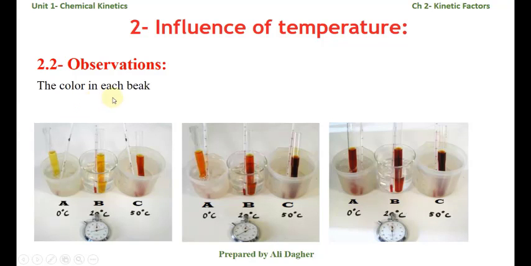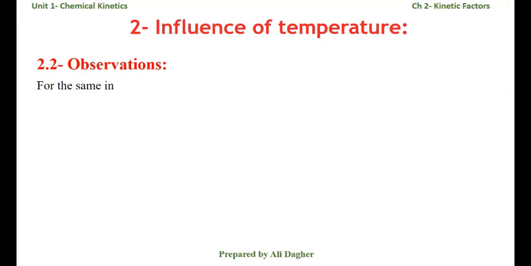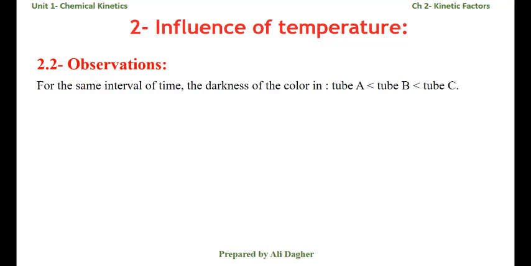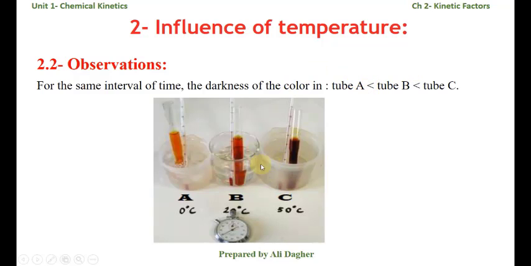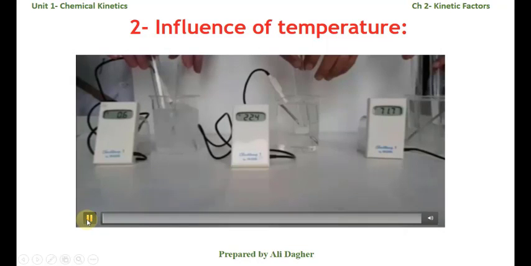The color in each beaker changes progressively from colorless to yellow, then to red-brown due to the slow formation of iodine I2. For the same interval of time, the darkness of the color in tube A is less than that in tube B, less than that in tube C, as it is shown in this picture. This video shows this experiment.